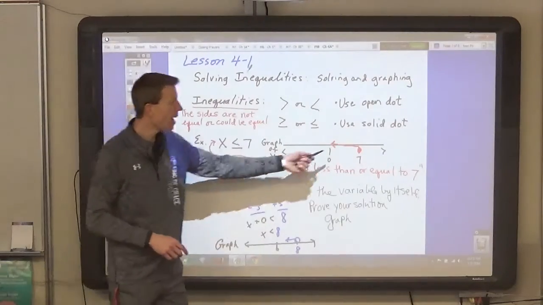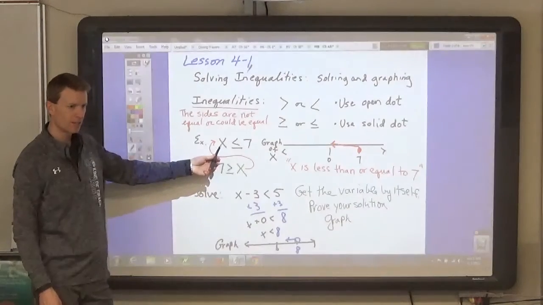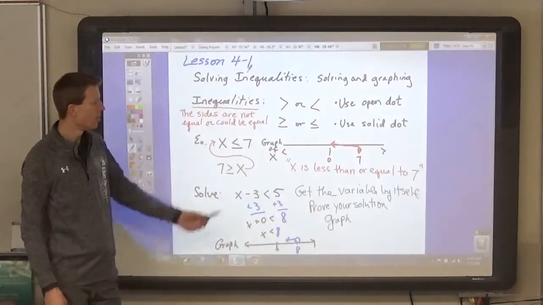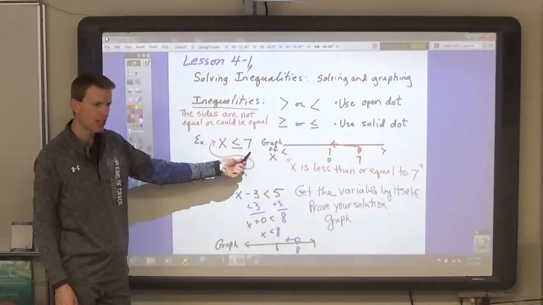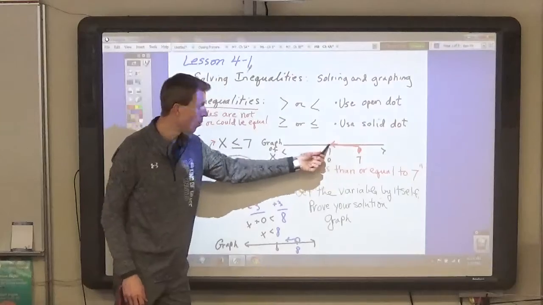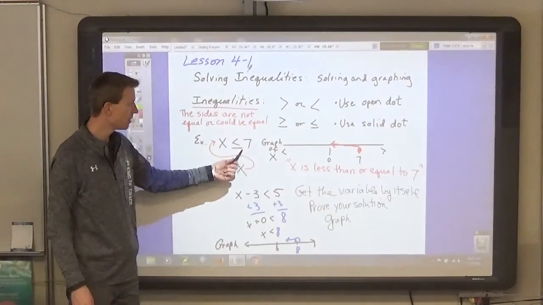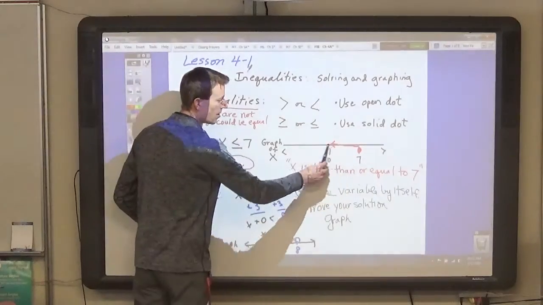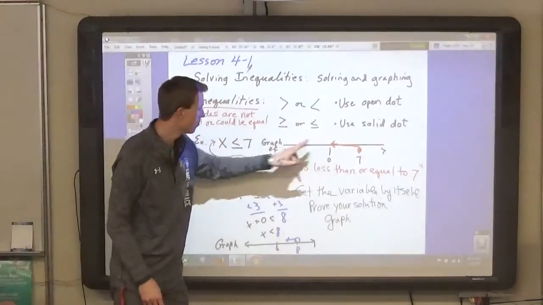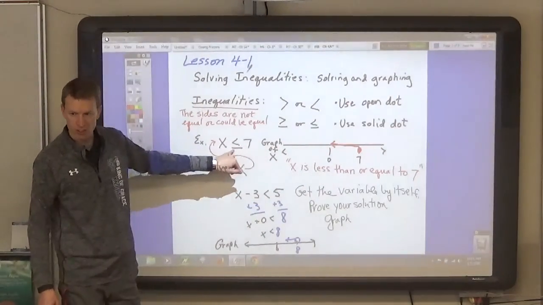Since we're graphing what x is, this is written as the subject of this math sentence. This is telling what x is in relation to 7. And when you're graphing it, you're graphing what x is. So x is less than or equal to 7. That means x is to the left of 7. And these arrows point the same direction whenever the variable is written first in the sentence.